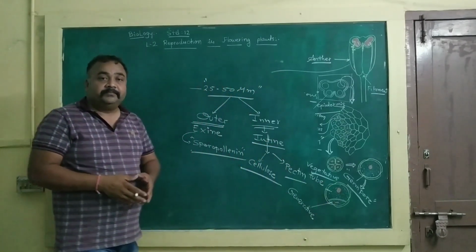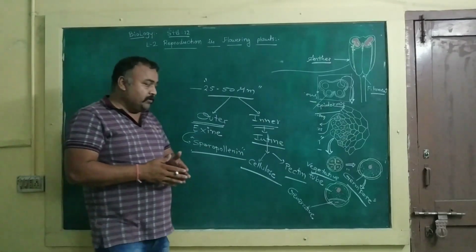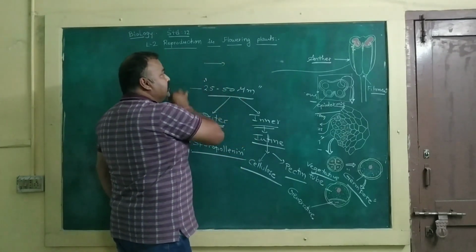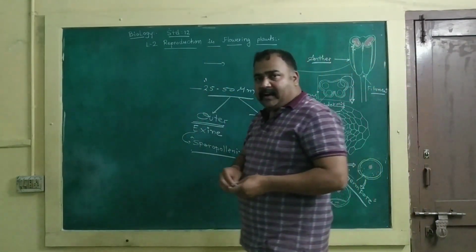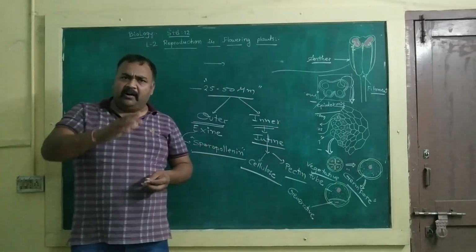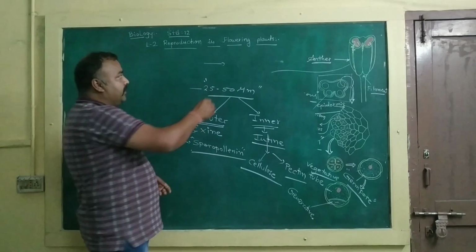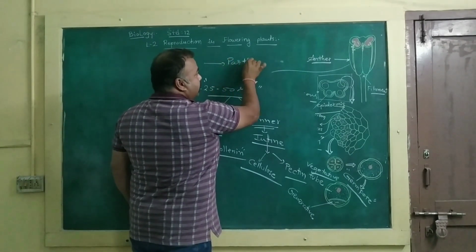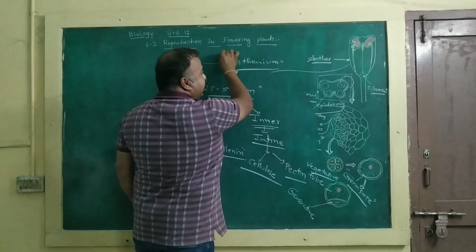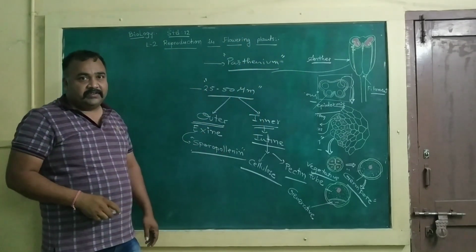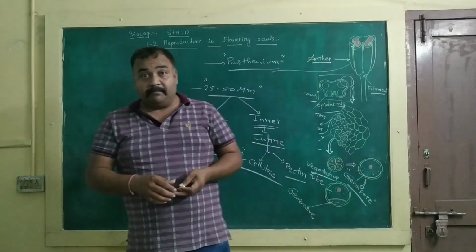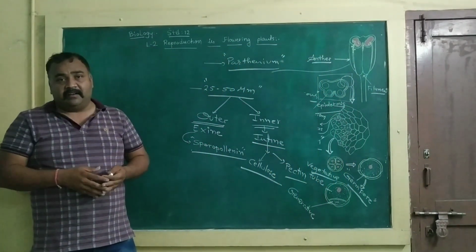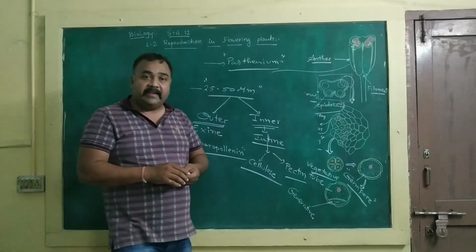Now, friends, let me discuss some more things about pollen grain. The pollen grains are somewhat allergic in nature. If you have heard about Parthenium, the Congress grass or carrot grass, when the pollen grains are released from it, they can cause asthma and bronchitis. Some allergic reactions are observed in the body of human beings.